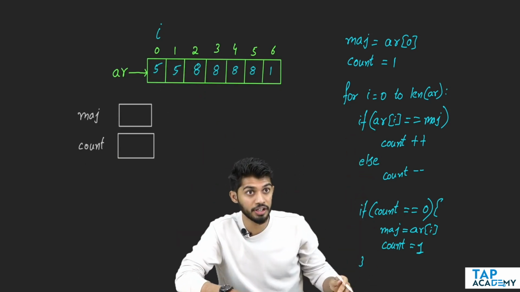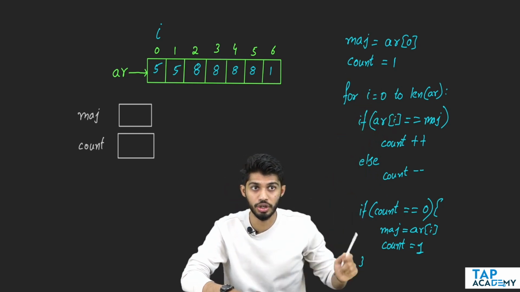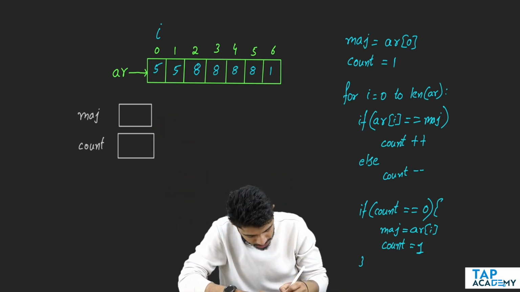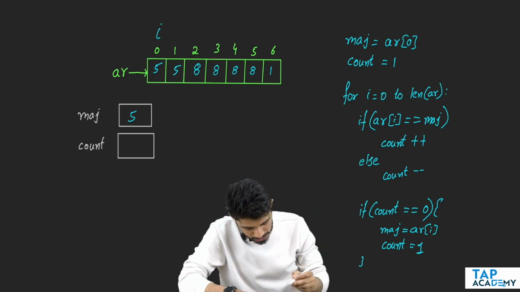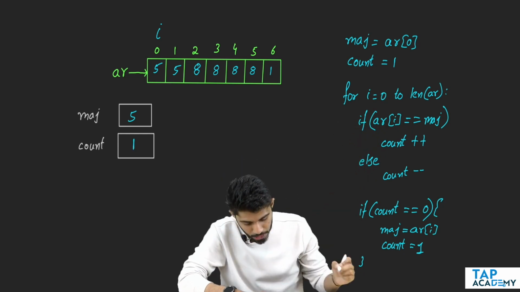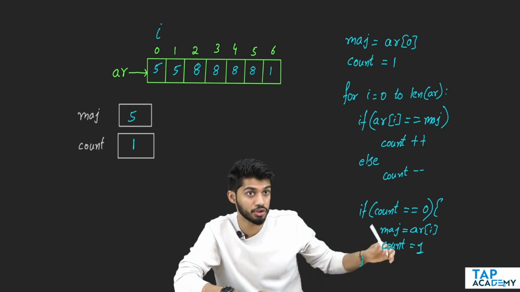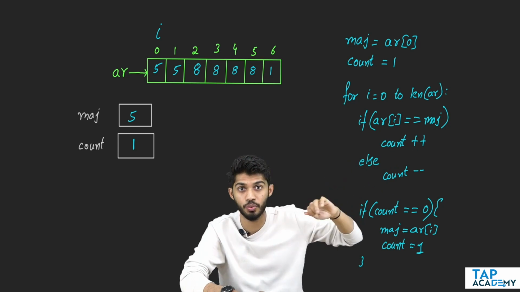What I have done over here is, I have taken majority is equal to AR of 0. AR of 0 is nothing but 5 in this case. So I will write majority is equal to 5. Then after that I have count is equal to 1. So I will make the value of count 1. Next, I need to traverse this array, so I am traversing from the 0th index till the last index one by one.